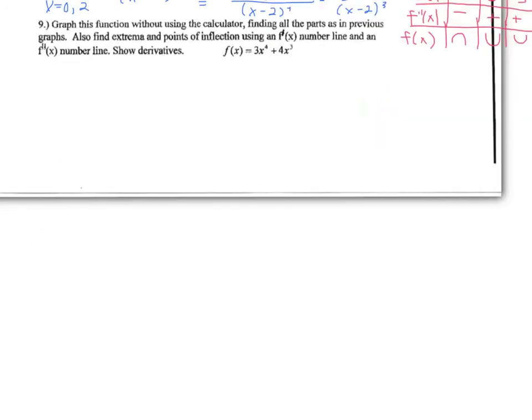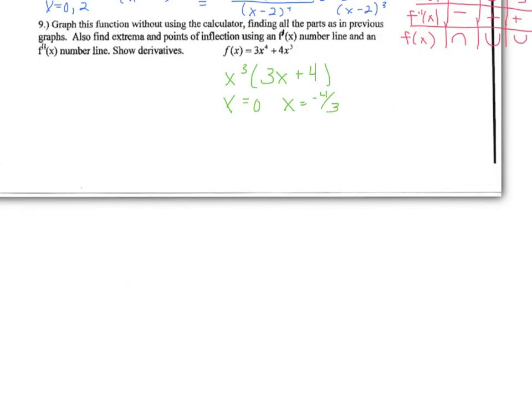For number 9, we want to graph f of x equals 3x to the 4th plus 4x cubed. So first we're going to find the x-intercepts for this particular graph. So we're going to factor out an x cubed, and we'll be left with 3x plus 4. So we'll have x-intercepts at 0 and at negative 4/3.